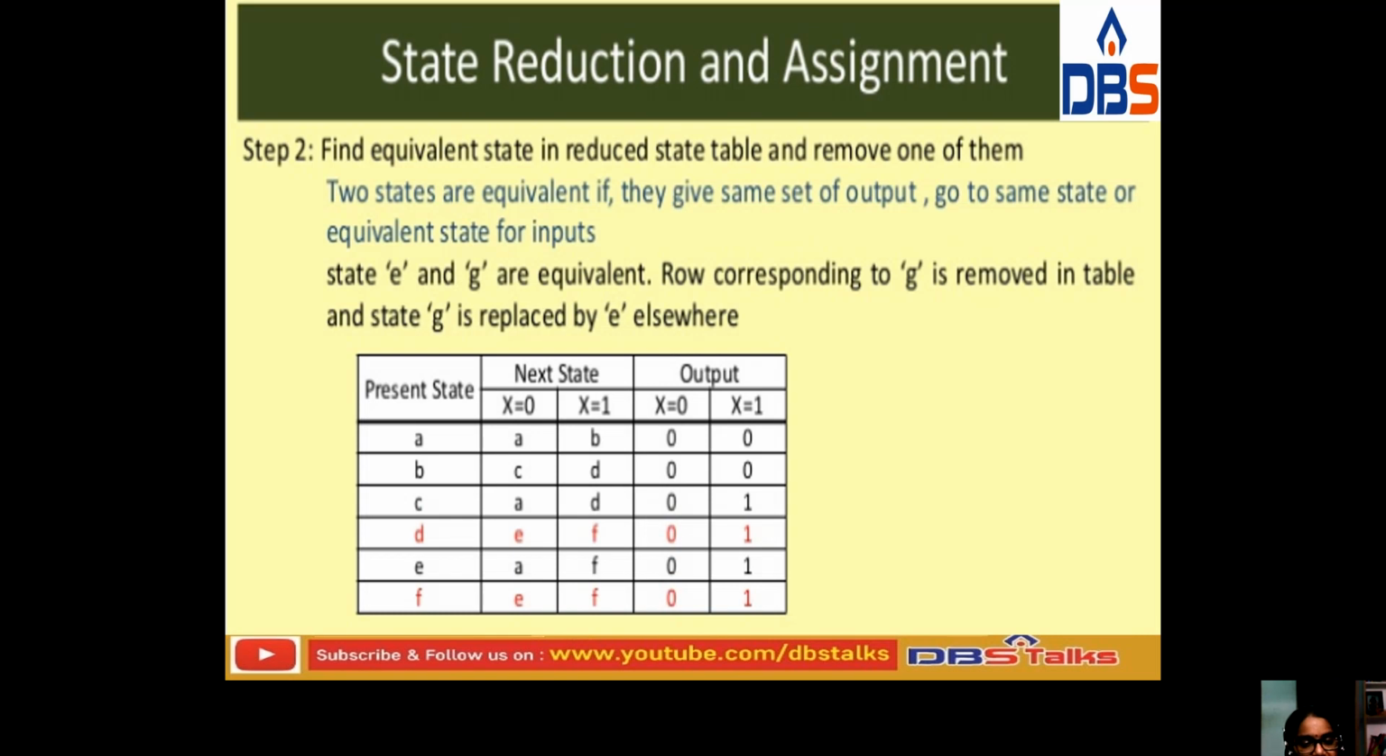So these are the present states, and this is the next state, and this is the output. This is the present state, that is A, B, C, D, E, F. This is the next state, that is from A to A, A to B, A to C, A to D. Just like that, it is going to transfer from one state to another state.